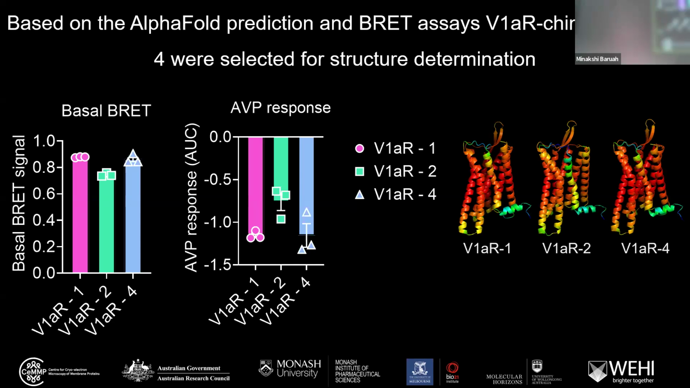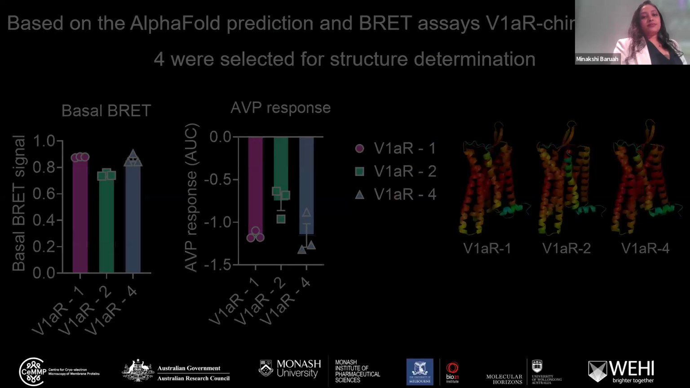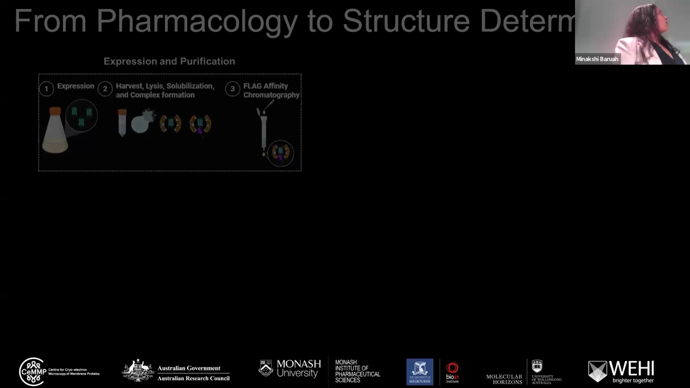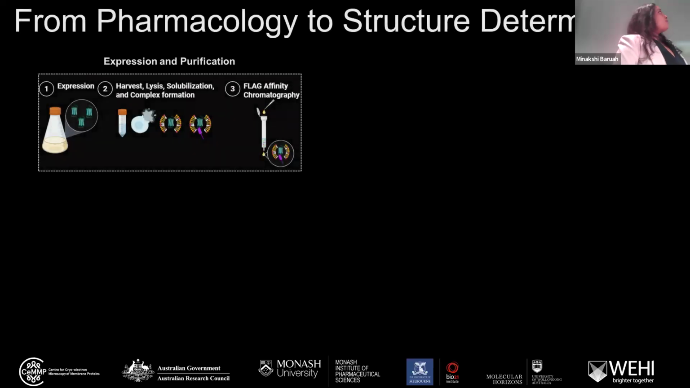Now, if we look at these AlphaFold predictions, chimera 1 and 4 were predicted with a higher confidence score compared to chimera 2. And this together suggests that the constructs with higher predicted structural stability should also show improved functional behavior. Based on these results, we chose chimera 1 and 4 for structural studies. We took the constructs, chimera 1 and 4, that showed better nanobody 6 engagement to structure determination.